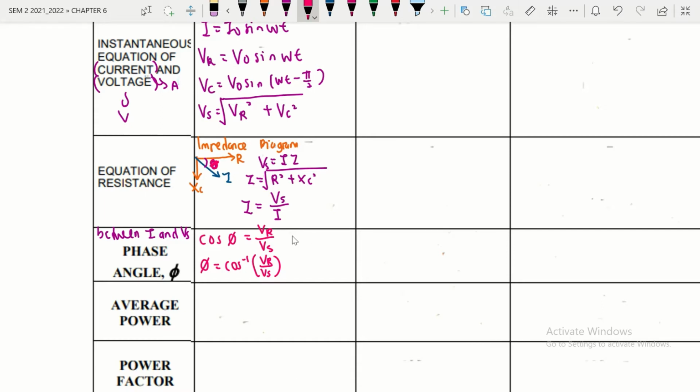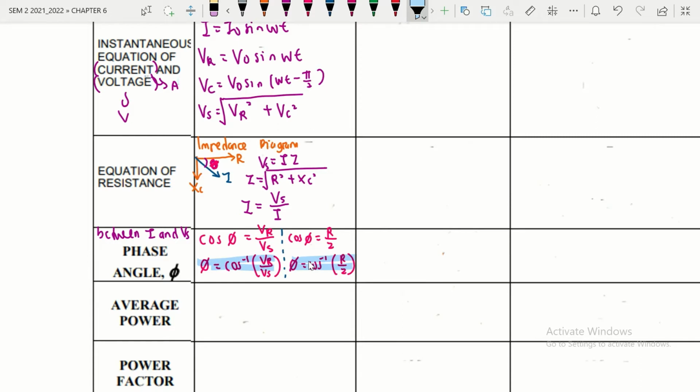Jadi sekarang dekat sini dia akan jadi juga cos phi equals to R bahagi dengan Z. Okey, R bahagi dengan Z. Jadi awak akan dapatlah shift cos R over Z. So kita akan ada dua. Satu sama ada awak pakai melalui you punya Phasor diagram, satu lagi melalui impedance diagram untuk cari phase angle dia. So you will have two equations. I will highlight this equation so that it will be easier for you nanti waktu you nak buat tutorial question. Okay, so that's all for phase angle.